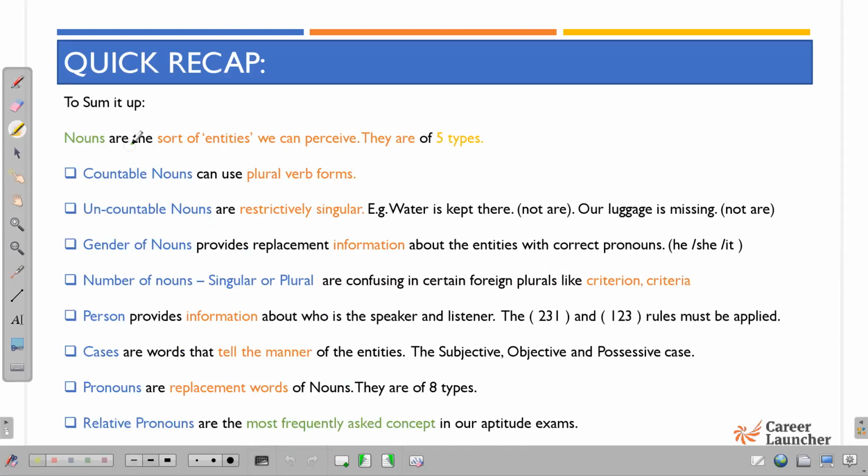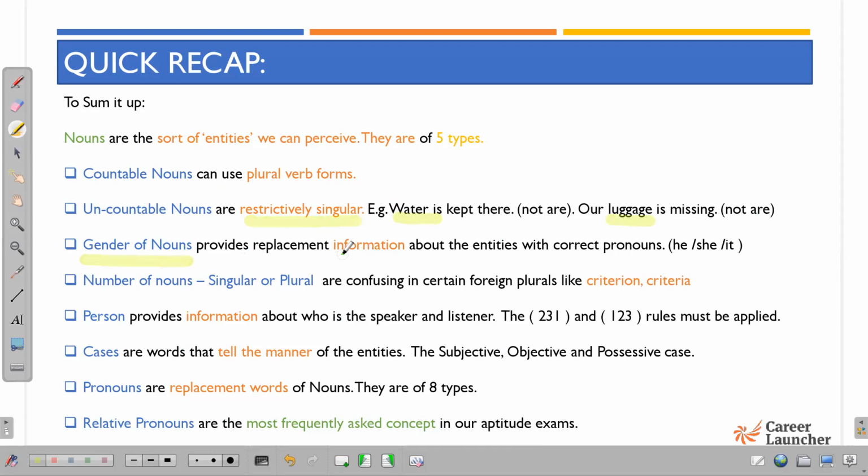Before we end, quick recap of what we learned today. Nouns are sort of entities that you can perceive. There are 5 types: common, proper, material, abstract, and collective. Countable nouns can take plural verbs. Uncountable nouns are restrictively singular. Example, water is kept here, not are. Our luggage is missing, not are.